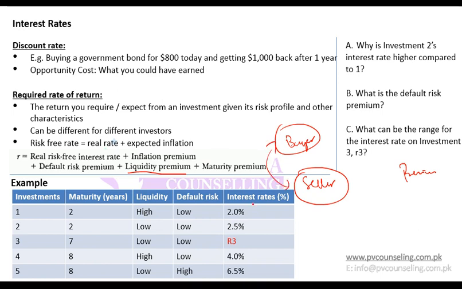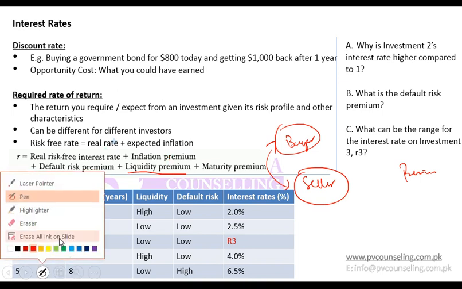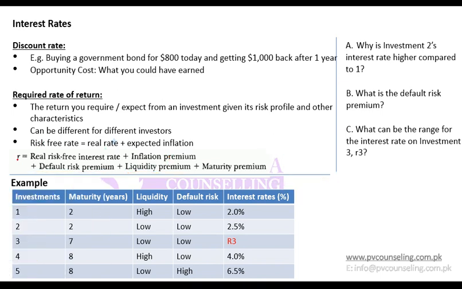So if there are a large number of buyers and sellers, the liquidity premium will be lower. If there is a small number of buyers and sellers, the liquidity premium will be higher. So these are all the premiums that you will require in order to arrive at the required rate of return.